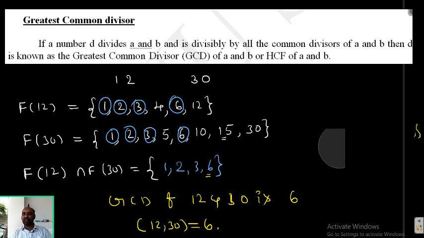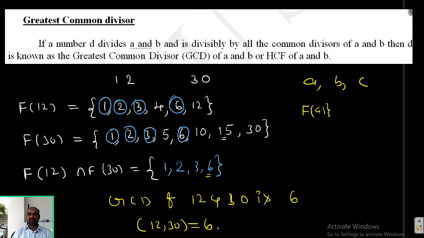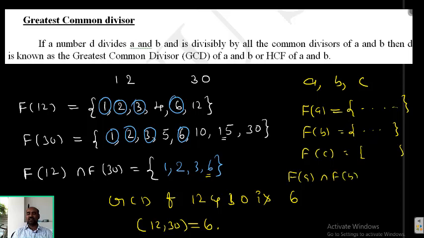For example, three numbers are given: A, B, C. We want to find their GCD by using the list method. What should we do? First, write the factors of A, after that the factors of B, and then the factors of C. After that, the intersection of the factors of A, B and C should be found. So we get a set of some numbers. The highest one is said to be the GCD of A, B, C. This is called finding GCD by using the list method.